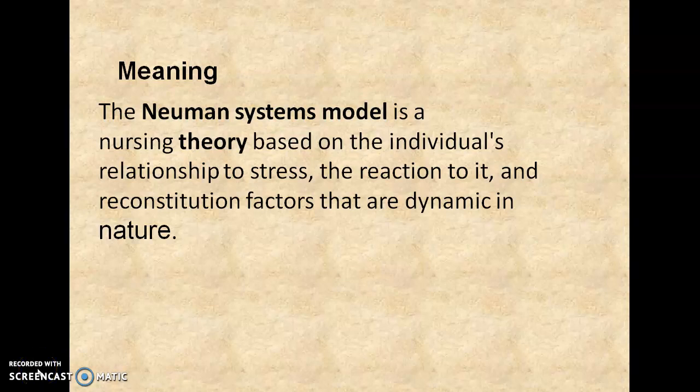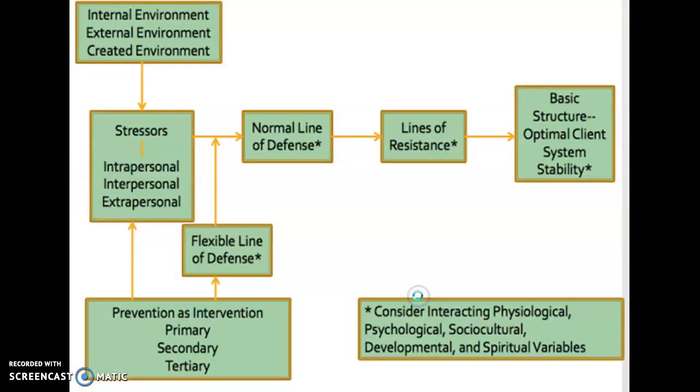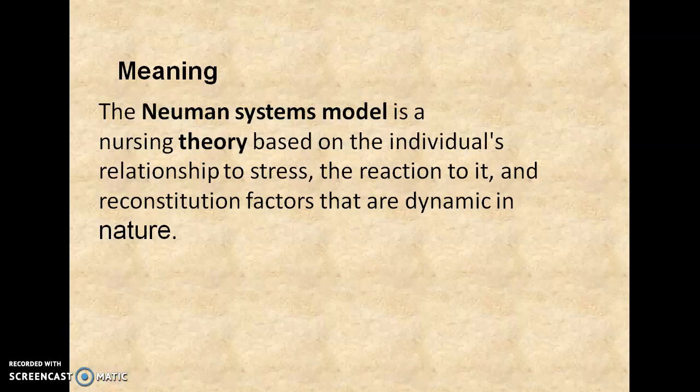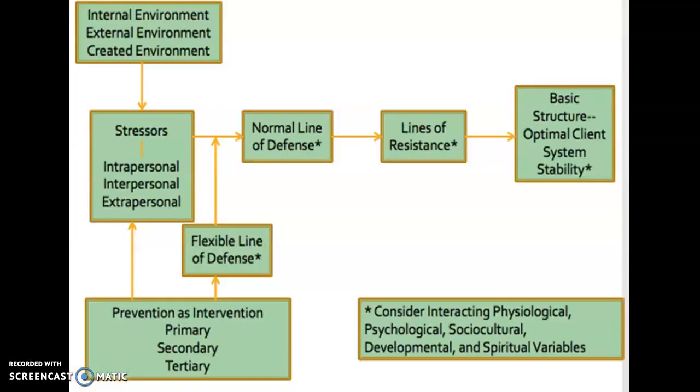The Neuman systems model is a nursing theory based on the individual's relationship to stress, the reaction to the stress, and the reconstitution factors that are dynamic in nature. So this is a diagram of the Neuman systems model.